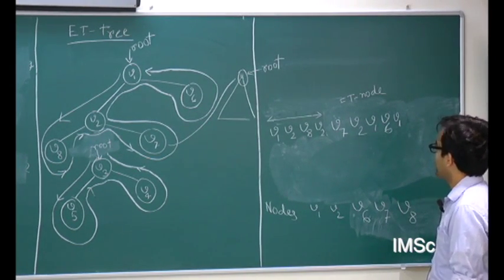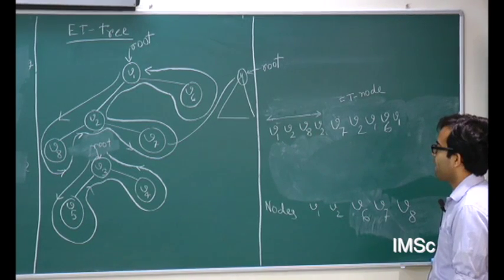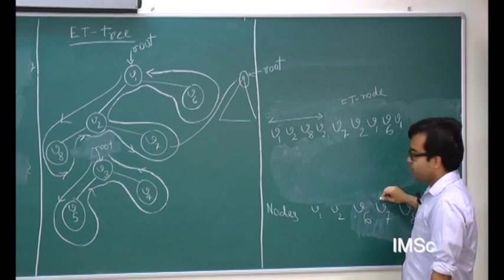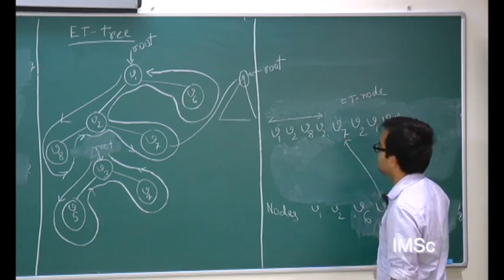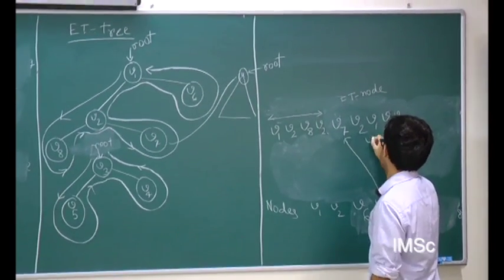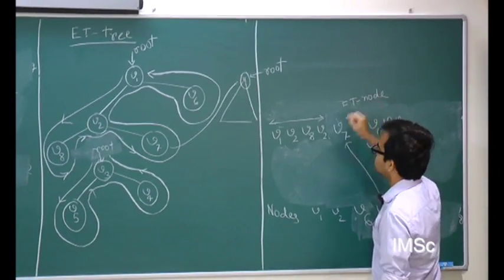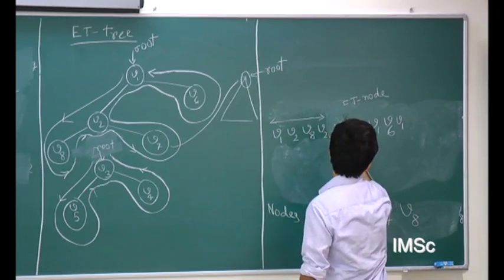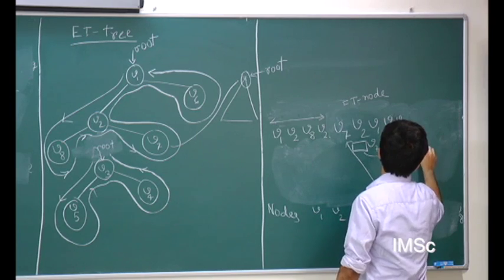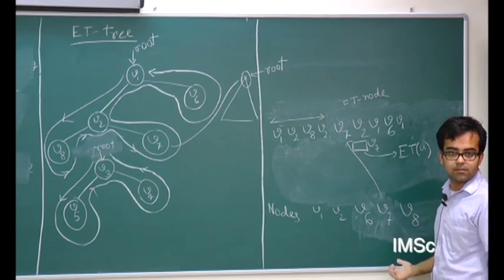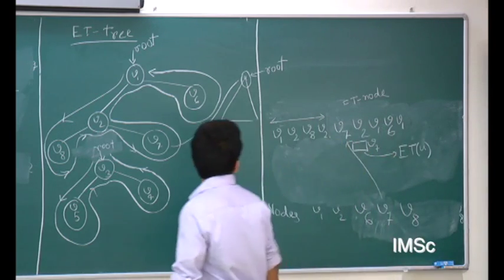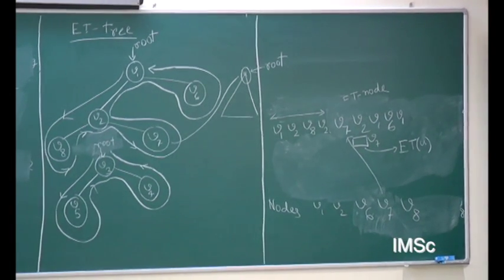What will you do? Yes, exactly. Just find the first occurrence of v7, make a copy. You can find this using this pointer, right? Make a copy here and then just insert the Euler tour of u here in this range. So, there will be the Euler tour for u. That is it. So, there is this one insert making one duplicate copy and then you are joining the list basically.